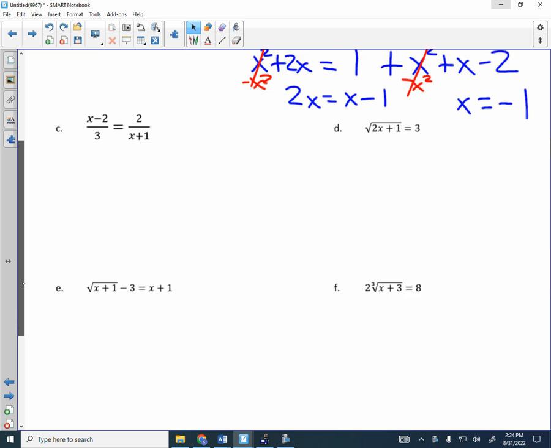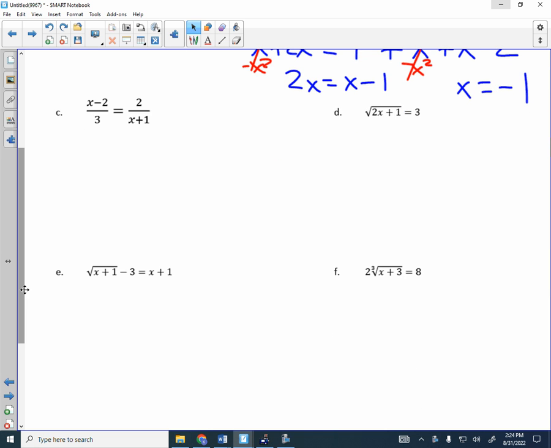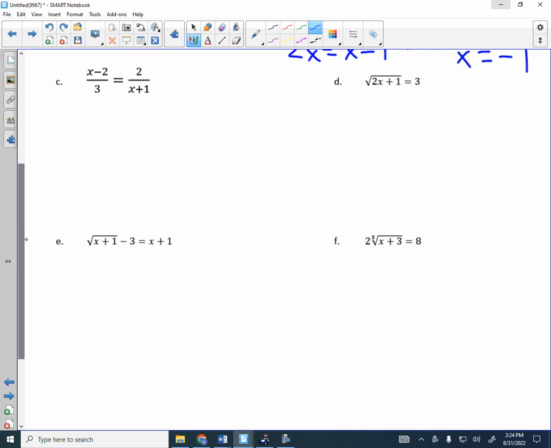Okay, letter C. I have two fractions, but when you have a fraction equal to a fraction, you don't have to go through all the work of finding the common denominators. You simply cross multiply. And so x minus 2 times x plus 1, I get x squared. Then what? Minus x minus 2 equals 6. Second degree polynomial, set it equal to 0. x squared minus x minus 8 is equal to 0.